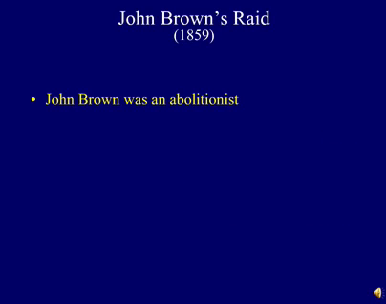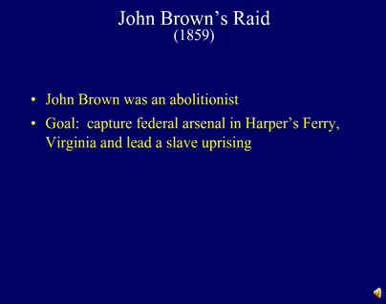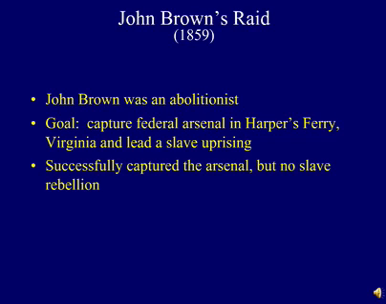In 1859, Brown developed a plan to capture a federal arsenal in Harper's Ferry, Virginia. He, along with a small group of supporters, hoped to then use the weapons to lead a slave insurrection in Virginia. The group successfully captured the arsenal in October of 1859, but there was no slave insurrection.